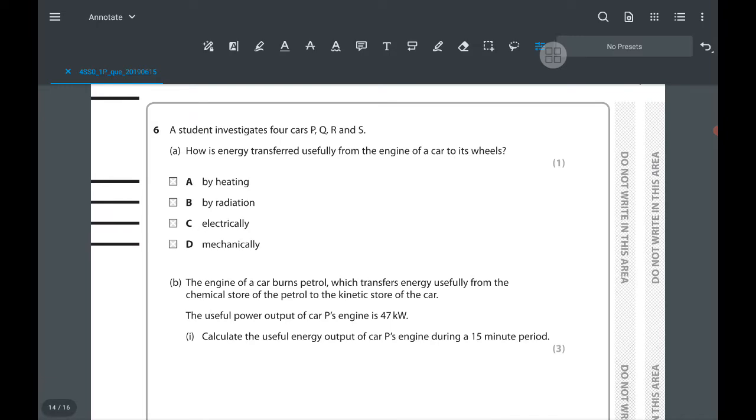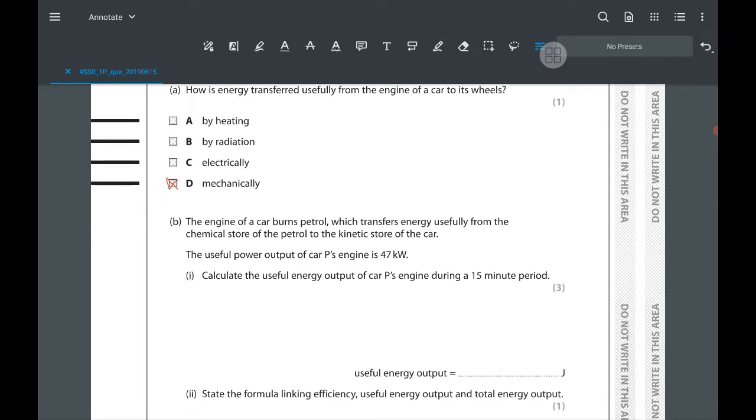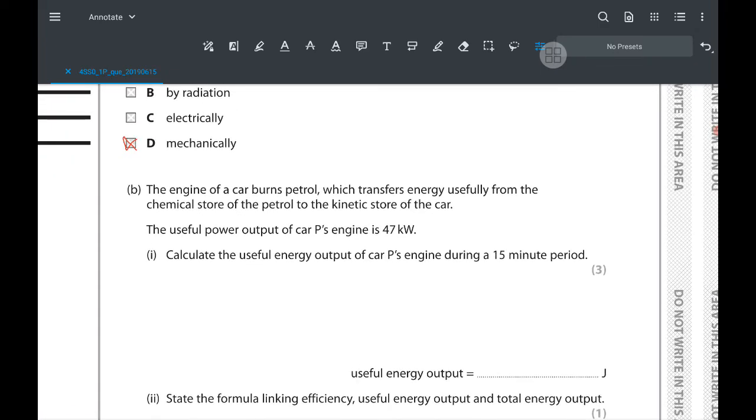Sixth question. A student investigates 4 cars P, Q, R, S. How is energy transferred usually from the engine of a car to its wheels? So this will be a mechanical transfer. So the answer is D. The engine of the car burns petrol, which transfers energy usefully from the chemical store of the petrol to the kinetic energy of the car.